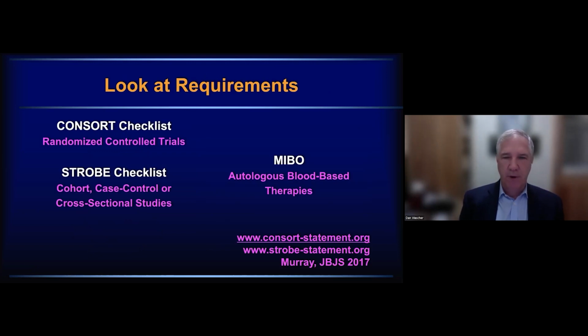I think it's important before you start your project to look at the requirements. So if you're going to do a randomized controlled trial, look at the CONSORT checklist. If you're going to do a cohort, case controlled, or cross-sectional studies, look at the STROBE checklist. And if you're going to use autologous blood-based therapies, look at the Minimum Information for Biologics in Orthopaedics recommendations. These are all very important requirements to know before starting your study, so that you can make sure that you've got all of these checklists covered.